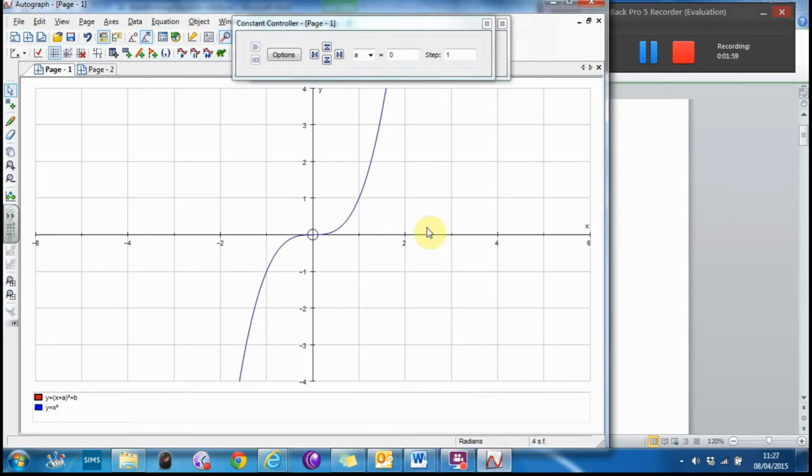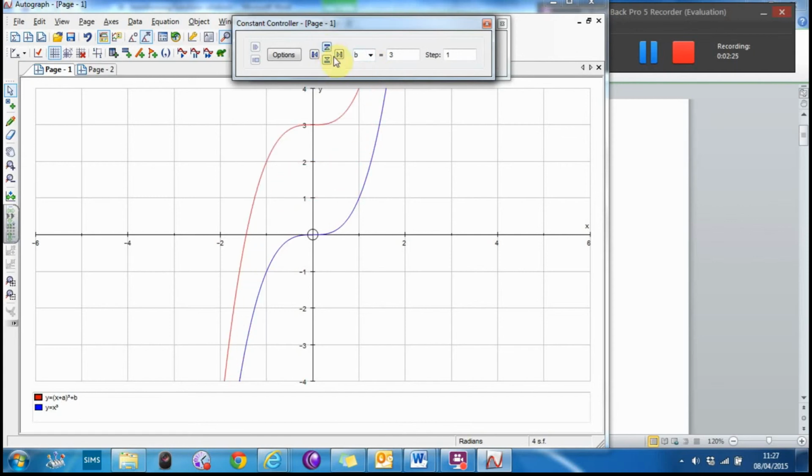Now, here's an example of a translation. So, this is the cubic function in blue, and I'm going to show you what happens when you add things to it. Now, if you just add something to the cubic function, then you get the cubic function add a number, and that's b. So watch what happens. This is outside the brackets, it's going to be in the y direction. So you can see it moves it up when it's positive, and when it's negative it goes down.